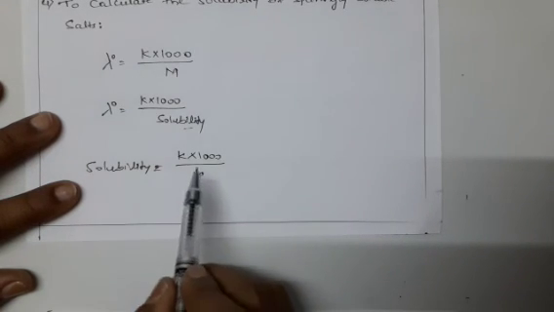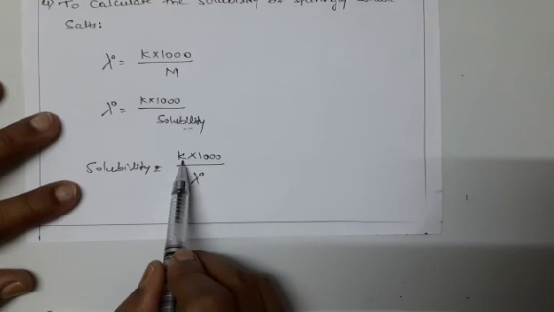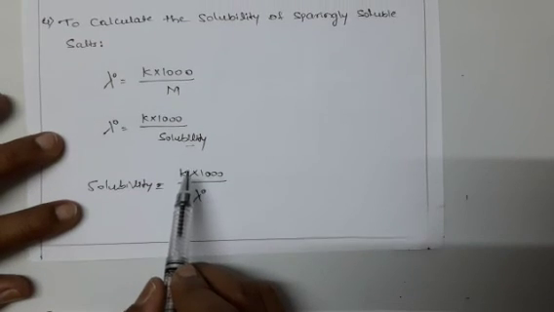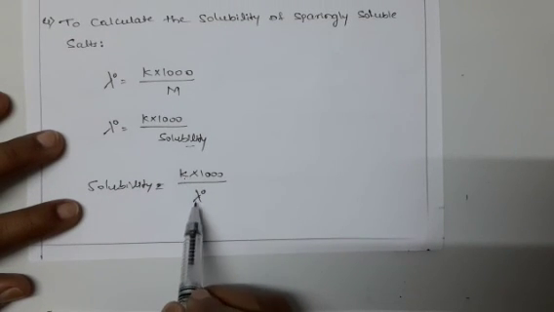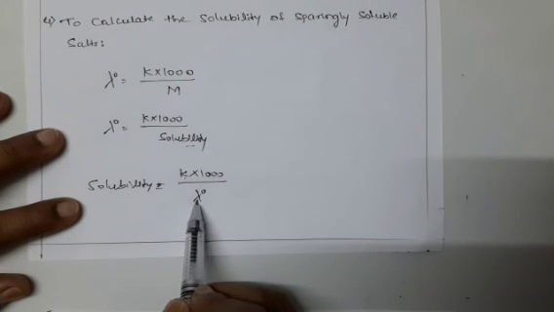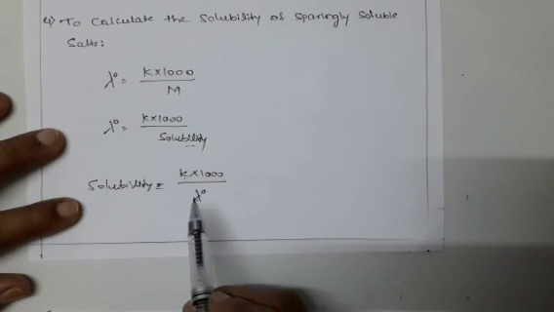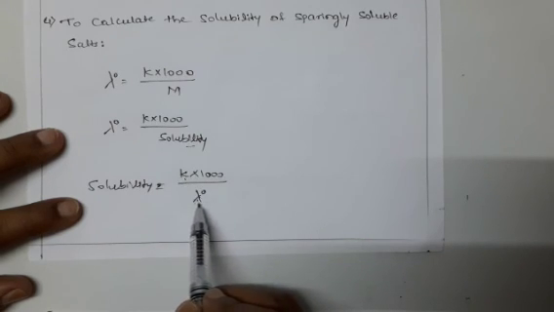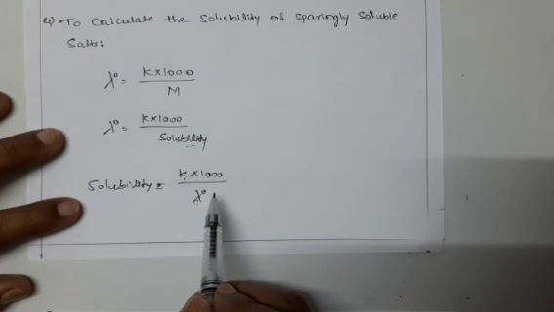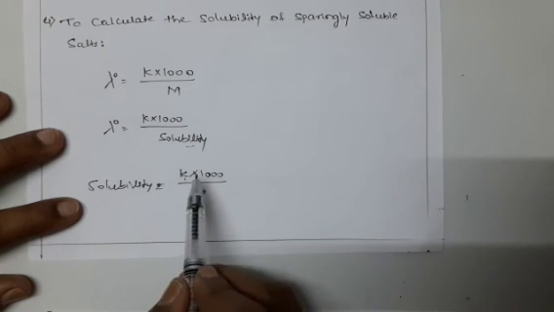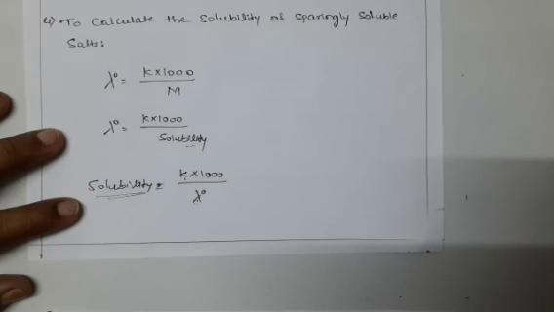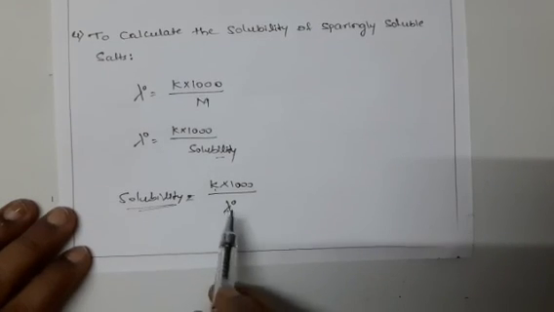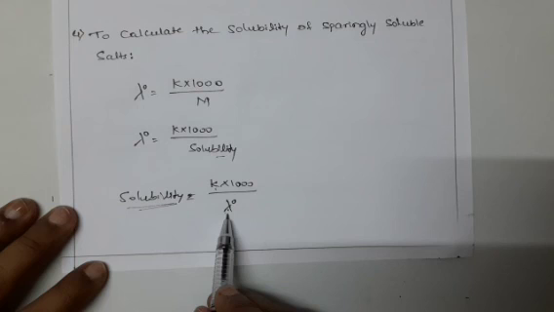Here the K value comes from the third application, and lambda naught comes from application 1. We have got the K value and the lambda naught value, so we put these values in. We are getting the solubility. Have you got the point? Lambda naught means what? Molar conductivity.